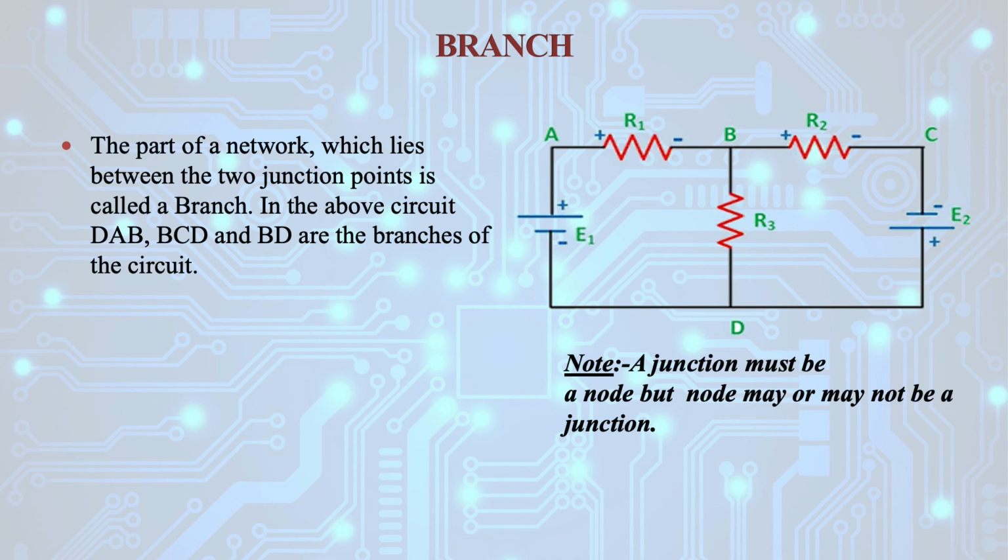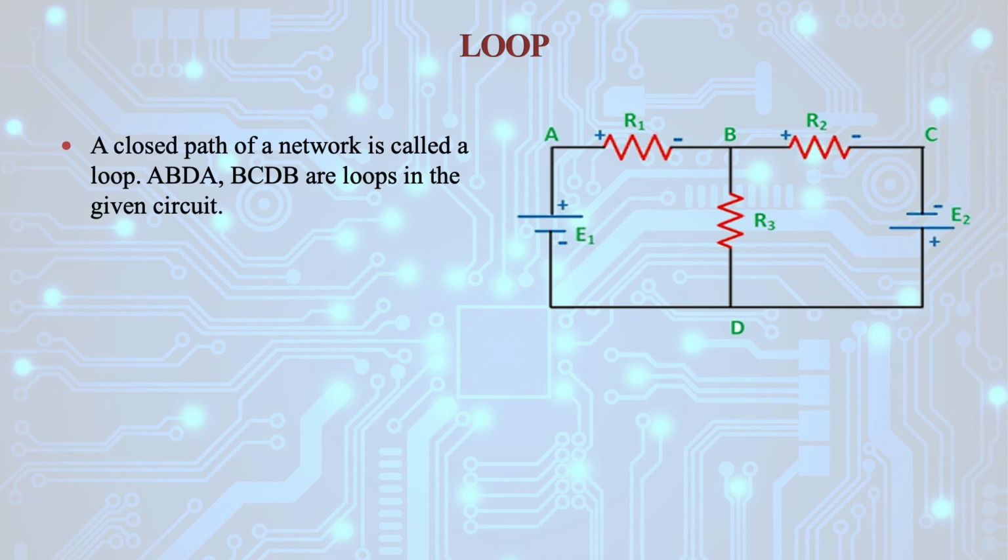Now we have to understand what is a loop. A closed path of a network is called a loop. So ABDA and BCDB are the loops in the given circuit.